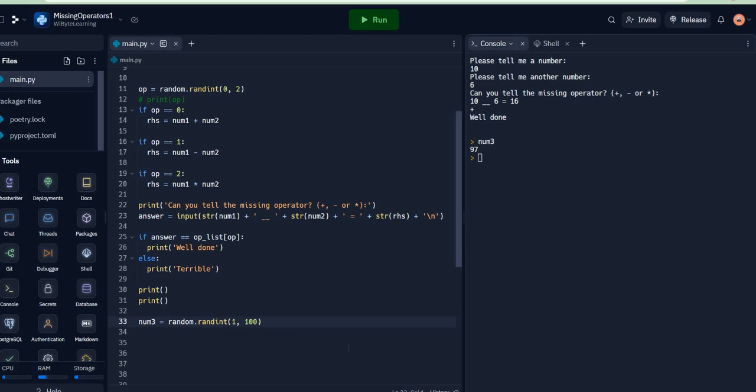We are building the missing operators game from the YByte curriculum. We are at a point where we have three numbers available, and like we discussed, we need now to create two operators. Obviously, we want to create these operators randomly, but we are going to put a small little restriction here.